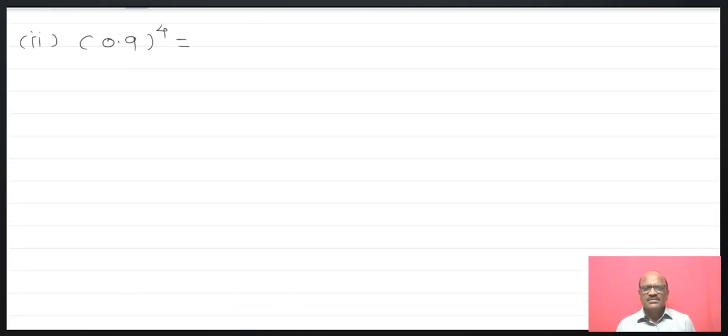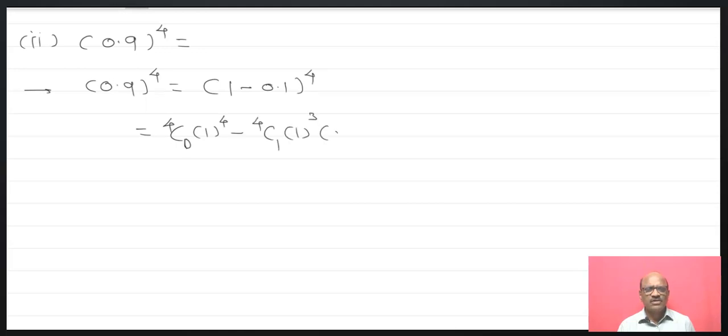Now the second, 0.9 raised to 4. What does 0.9 raised to 4 mean? 1 minus 0.1 bracket raised to 4. And now their expansion. The first term is 4c0 1 raised to 4 minus 4c1 1 raised to 3, 0.1.